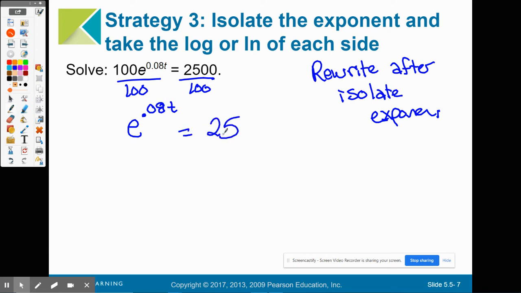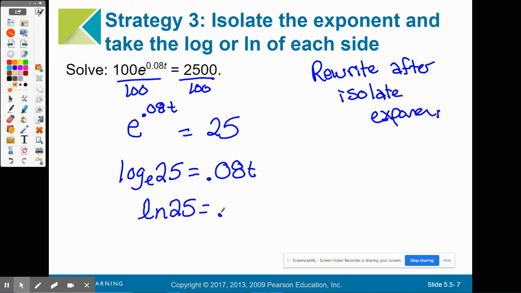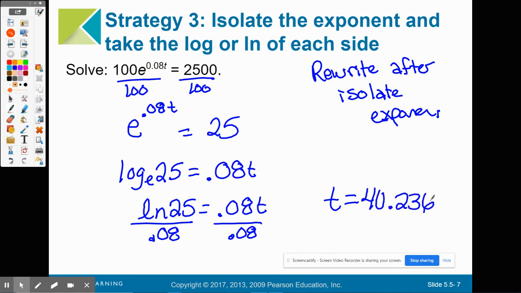Now, if you don't know what to do, you can rewrite it. Well, that would be the log base e of 25 equals the exponent, which is 0.08t. But we know the log base e is the same thing as the natural log, so the natural log of 25 is 0.08t. You could divide both sides by 0.08, and that would tell you what t is. So you would just type in your calculator, the natural log of 25 divided by 0.08, and you would get 40.236. So that is the way by rewriting.